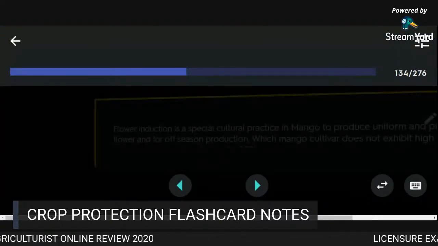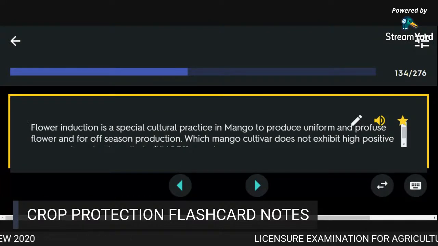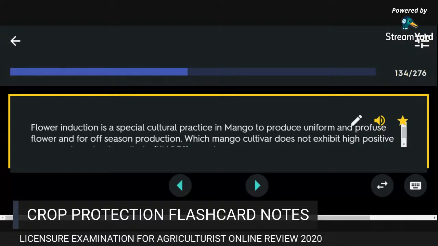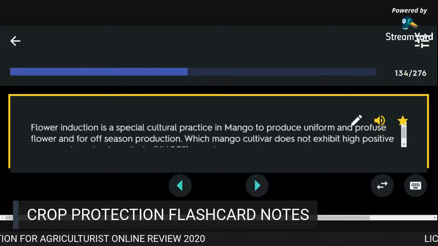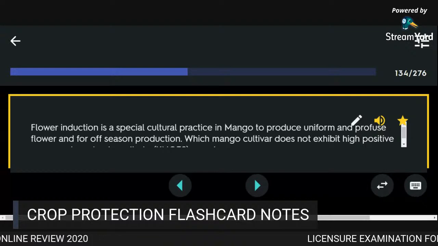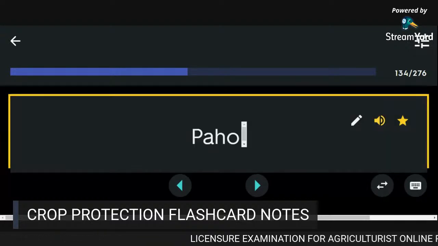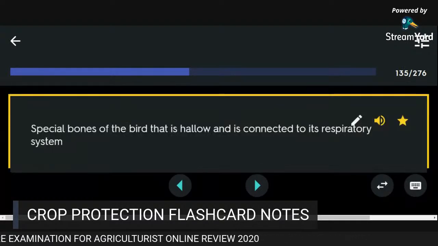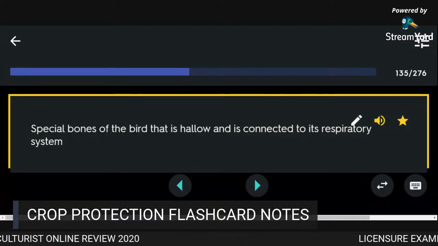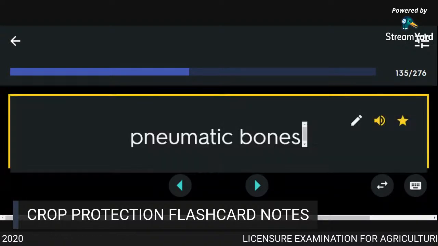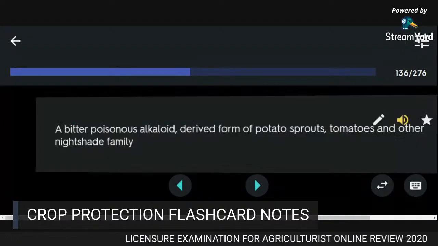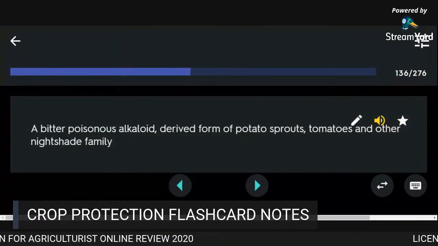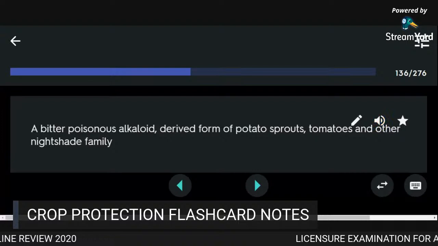Flower induction is a special cultural practice in mango to produce uniform and profuse flowers and for off-season production, which mango cultivar does not exhibit high positive response to potassium nitrate spraying. Pajo. Special bones of the bird that are hollow and connected to its respiratory system. Pneumatic bones. A bitter poisonous alkaloid derived from potato sprouts, tomatoes and other nightshade family. Solanine.